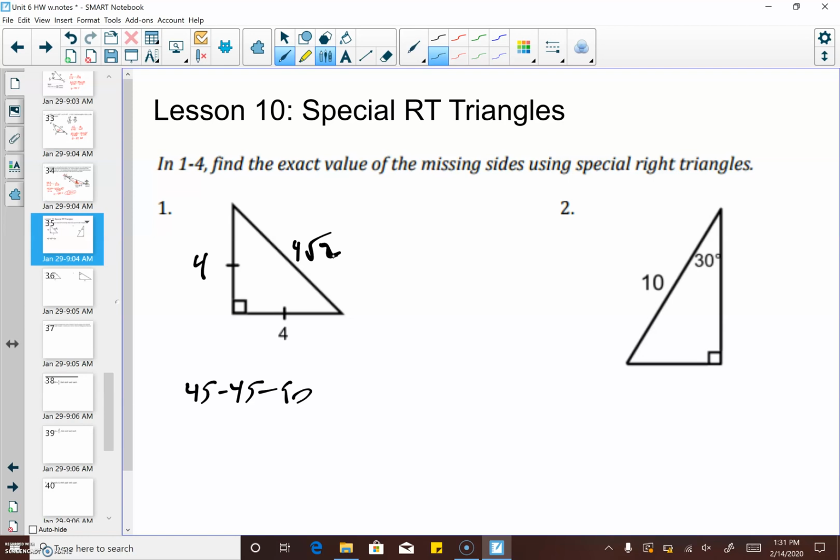Obviously, this is a 30, 60, 90. They gave us the hypotenuse. So the rule is to get from the hypotenuse to the smallest side, we divide by 2. So 10 divided by 2 is 5. And then to get from the smallest to the medium side, we're going to multiply it by the square root of 3. So those are the easy ones.